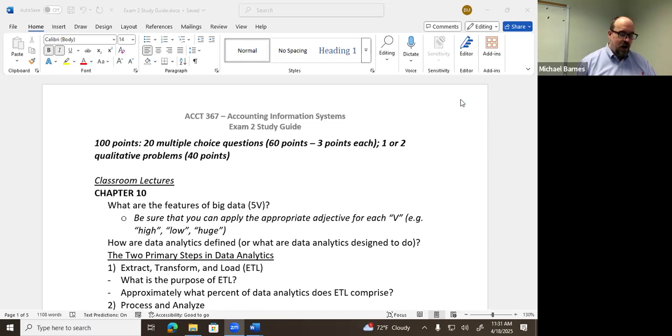As far as the breakdown of content, there are 20 multiple choice questions. That's basically 3 questions from each chapter. The only exception is chapter 11, which has only 2 multiple choice questions. And then there are 3 multiple choice questions each from Excel and NetSuite. It's very similar to the format of the practice exam that you all worked on.